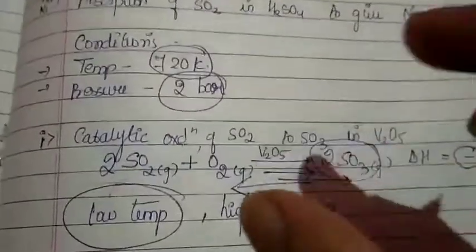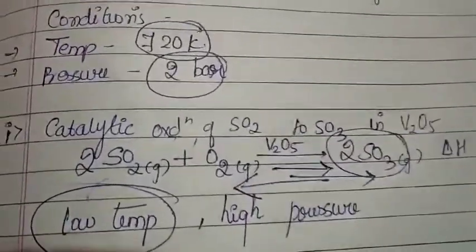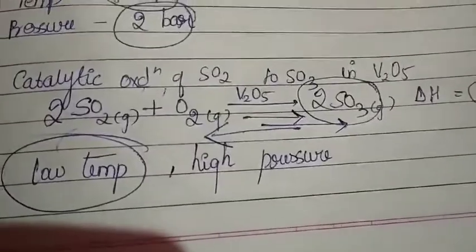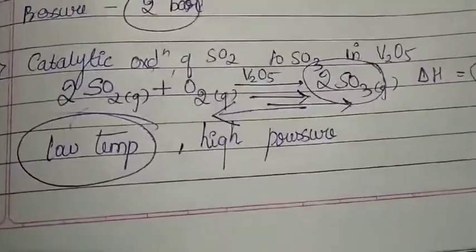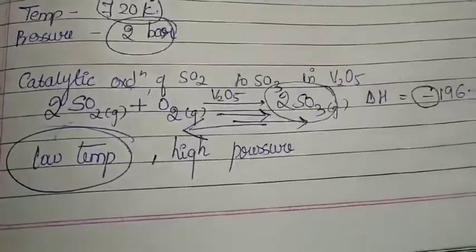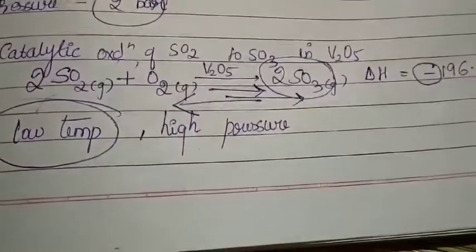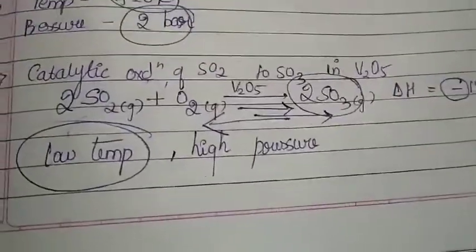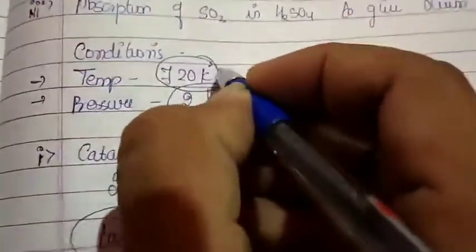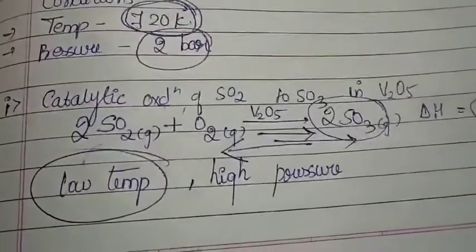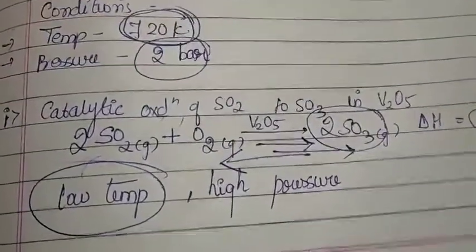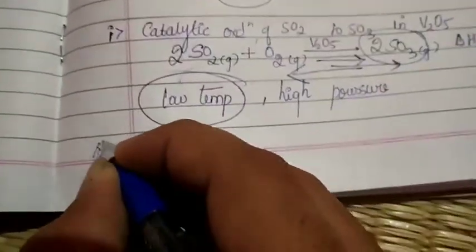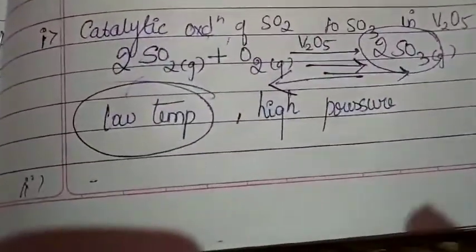So to get the maximum yield of sulfuric acid in this catalytic oxidation, we maintain a low temperature and high pressure. But do remember, we can't keep the temperature very, very low, because then the rate of the reaction becomes very slow. So 720 Kelvin is the preferable temperature to get the maximum yield of sulfuric acid. Once you have carried out the catalytic oxidation of SO2 to SO3, the second important key reaction is the conversion of SO3 to oleum.